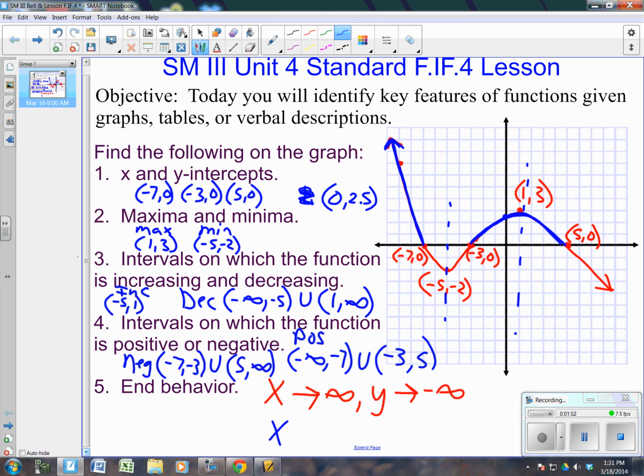What about as x goes the other way, to the left, to negative infinity? What's happening? What's y doing? As x is going this way, what's y doing? It's going up. Y is approaching positive infinity. Okay? All right. Any questions on any of this?